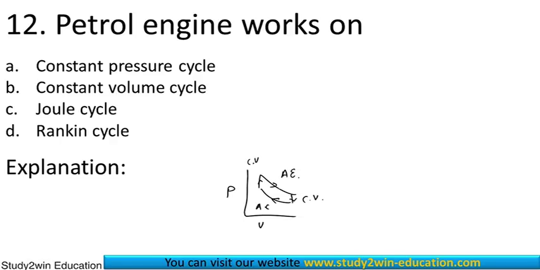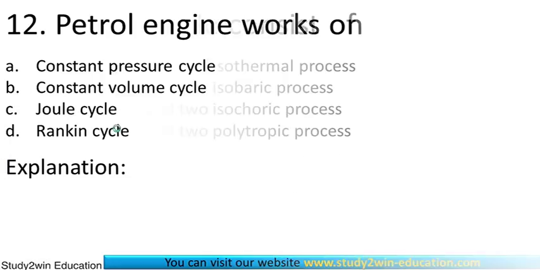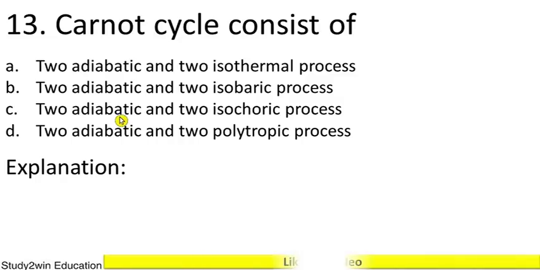So these are the 4 processes in the Otto cycle, but there is no option of Otto cycle. There is option B, which is called the constant volume cycle. The Otto cycle is also called a constant volume cycle because it has 2 constant volume processes. A constant volume process is also called an isochoric process. So option B is the correct one. Let's move towards the next question.